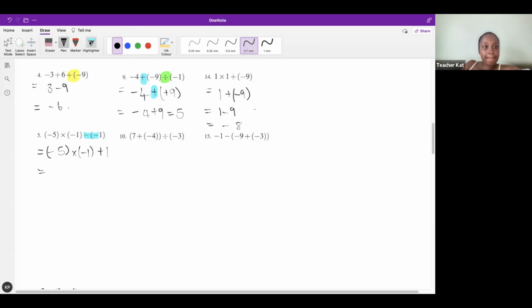Okay, let's continue from there. For board math, we do times first and then addition and subtraction. So we're going to say -5 times -1. Then it gives us a positive 5, plus 1. And then it's the answer of 6. Beautiful. Nicely done, Leachilwe. That was brilliant. Beautiful, beautiful.